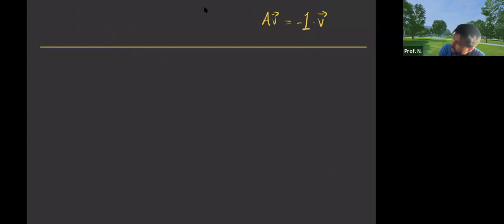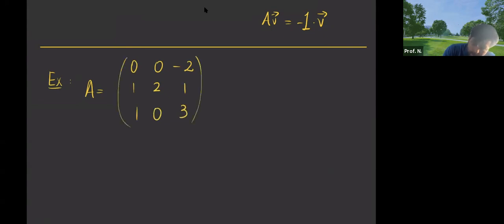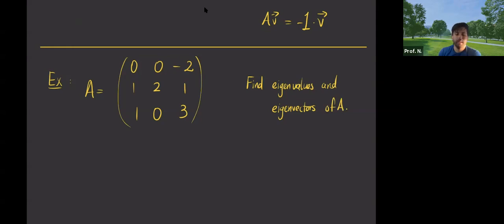Okay, so what if I have A, with rows 0, 0, negative 2; 1, 2, 1; 1, 0, 3. I want to find eigenvalues and eigenvectors of A. So the first order of business is to find the eigenvalues. That's the first thing we find. And then once we find eigenvalues, we can find the eigenvectors.